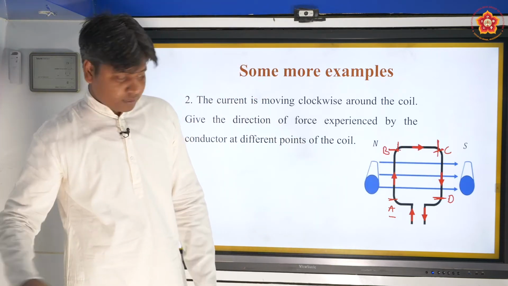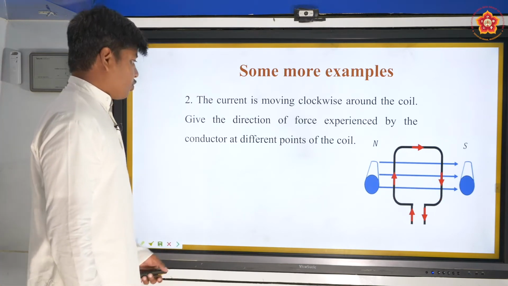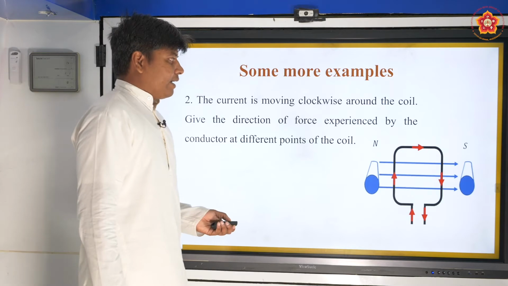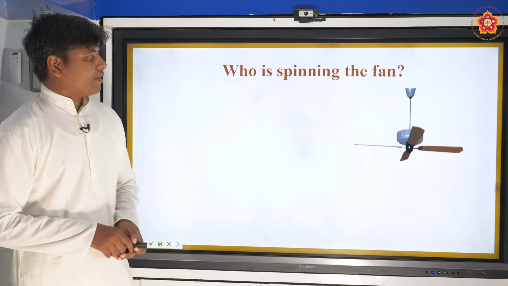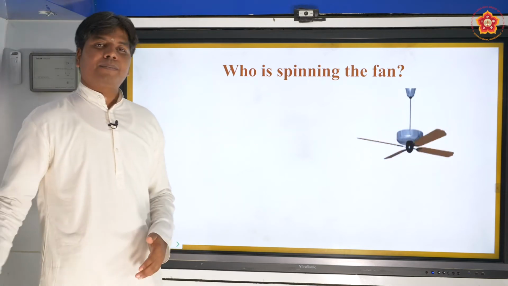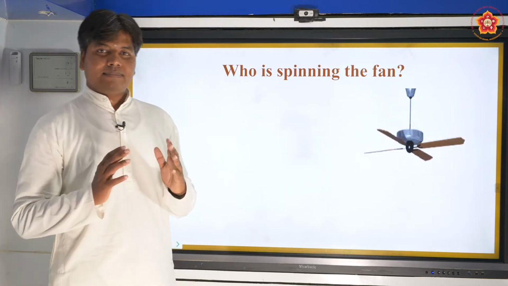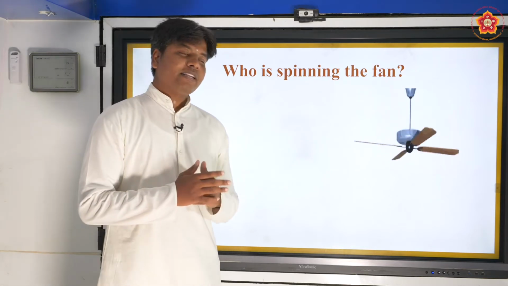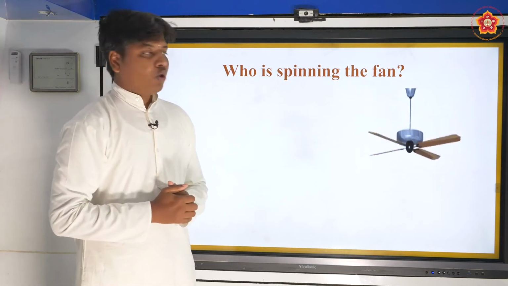Okay. Now let us go to our today's topic, and in this chapter we started with this question, right? Who is ringing the bell? Who is turning the fan? I am switching on the fan, but somebody is turning the fan. It seems that somebody is turning the fan, but nobody is going physically and turning the fan. Who is turning the fan?